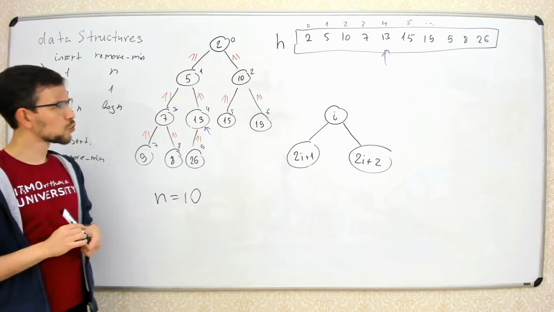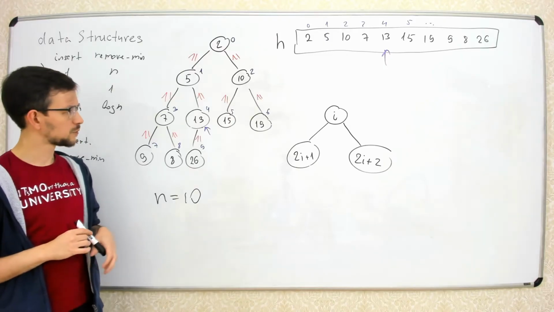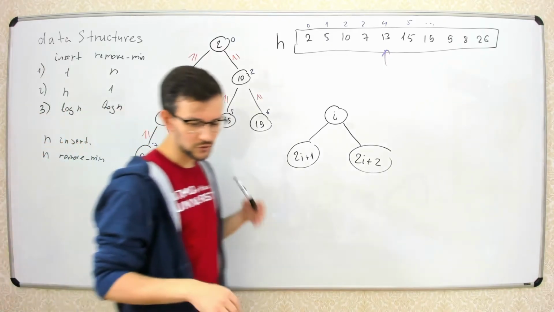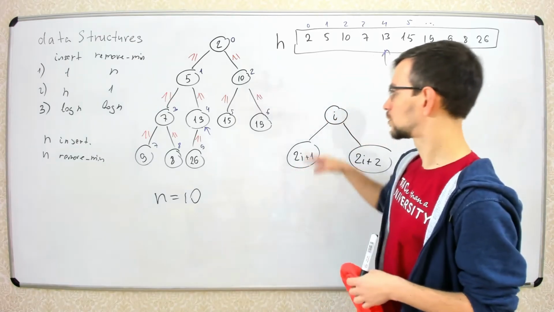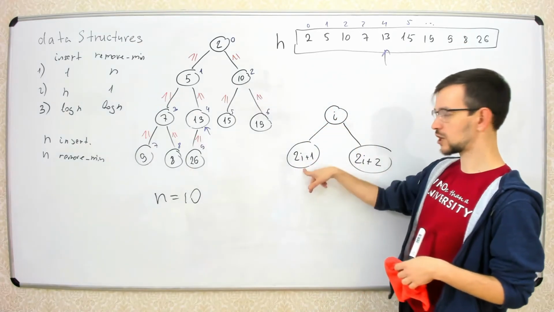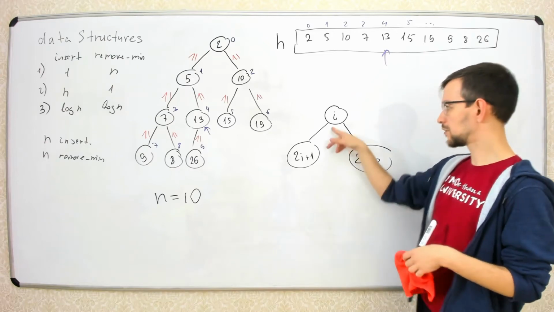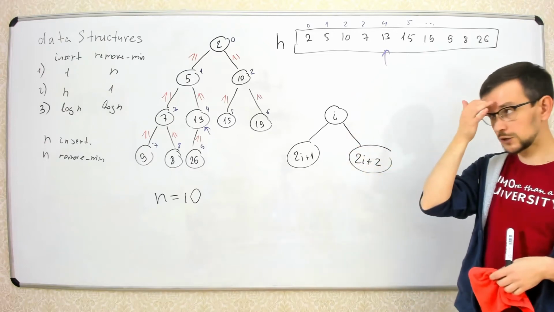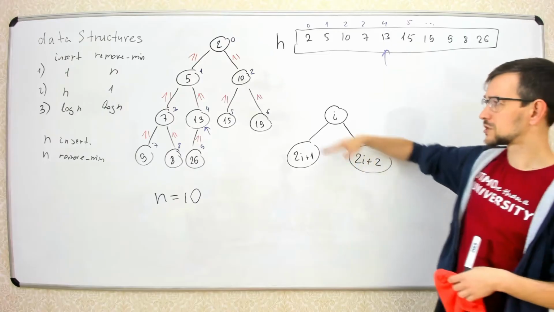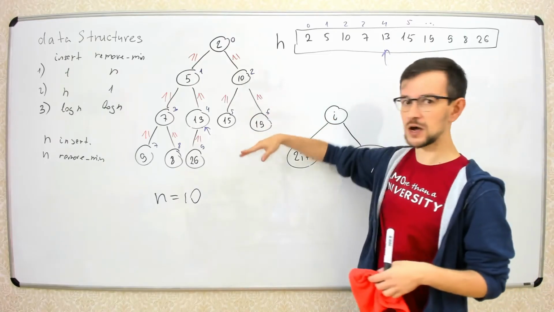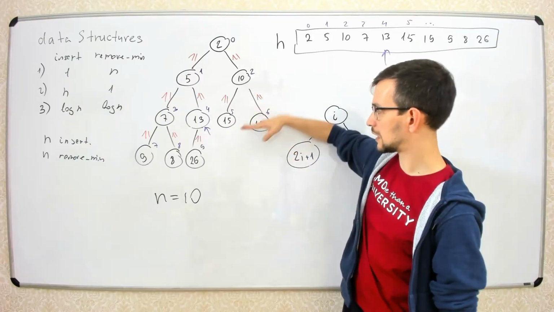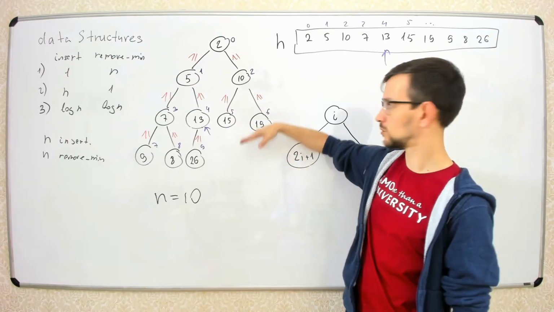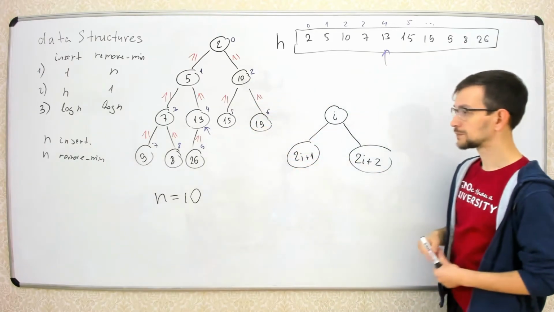You can prove it using mathematical induction. I will not do it, but if you want, just as an exercise, you can try to prove that for any node I, the left child always has index 2i plus 1, and the right child always has index 2i plus 2. This is true because the tree is complete, because all layers of the tree are complete from left to right. So you have 2 to the power of I elements on the layer I.